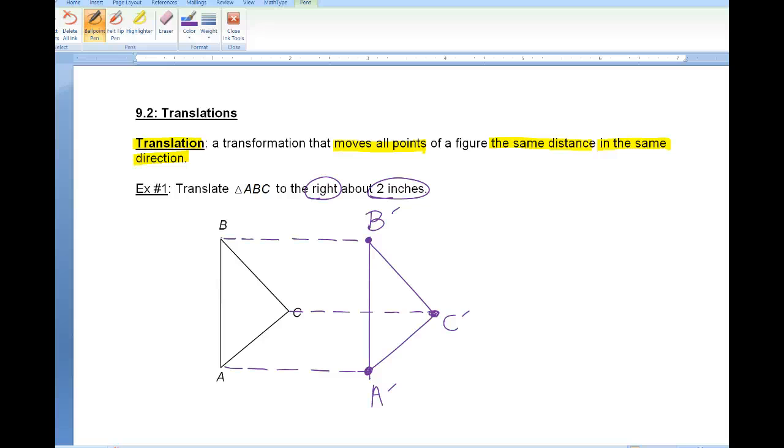What do we notice about the dotted lines? They all appear to be parallel. They're not only parallel, but they're also congruent. These are the same distance, right? They're all 2 inches.